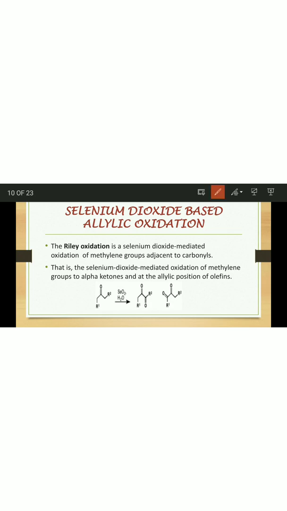The selenium dioxide based allylic oxidation is called the Riley oxidation. It means it is a selenium dioxide mediated oxidation of methylene groups adjacent to the carbonyls. That is, the selenium dioxide mediated oxidation of the methylene groups to alpha ketones at the allylic position of the olefins. It is shown by this equation, that is the oxidation taking place.